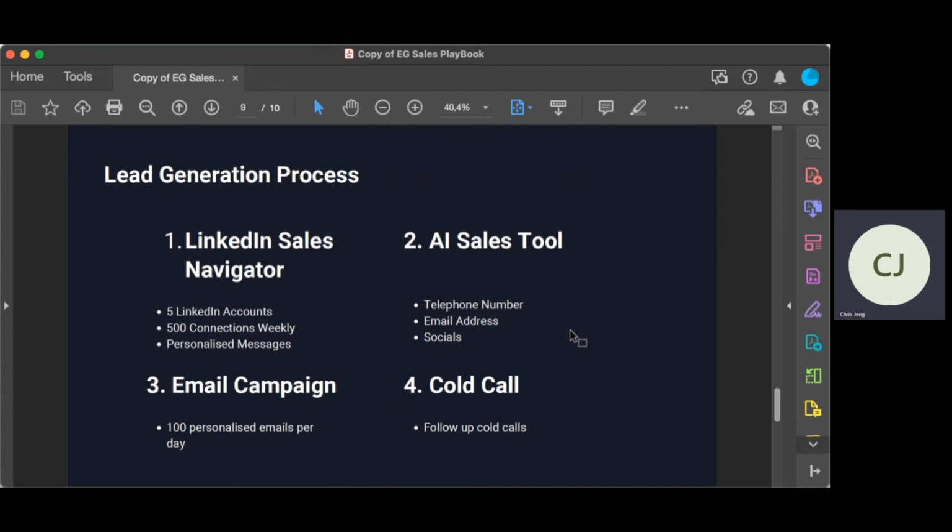Now, taking that data, we then look at who hasn't responded to us in a positive or negative way on LinkedIn. We put those into the email campaign. So we have 100 personalized emails that go out every single day. And again, then we look at the data and see who hasn't responded to us on LinkedIn, who has actually opened the email, and then we call those individuals first.